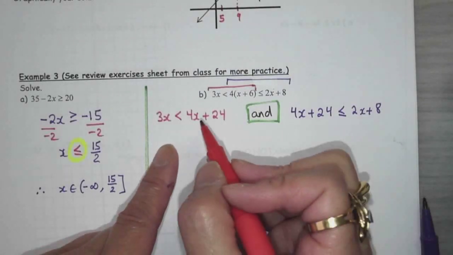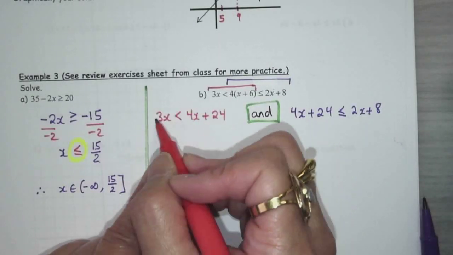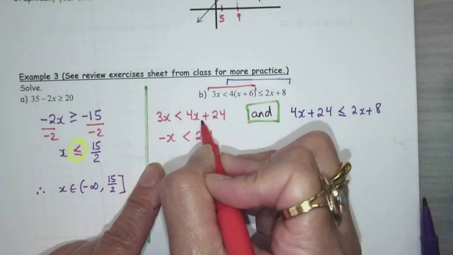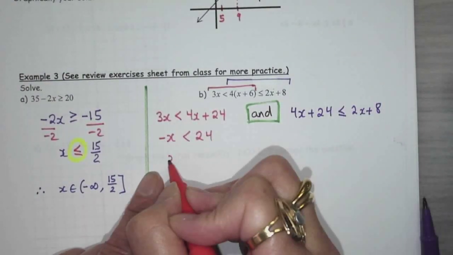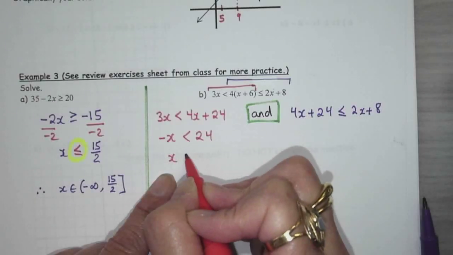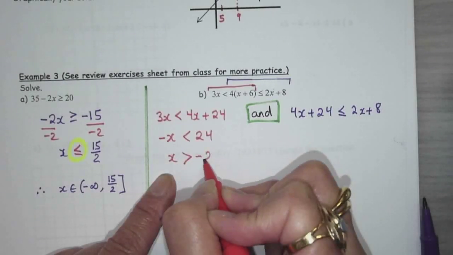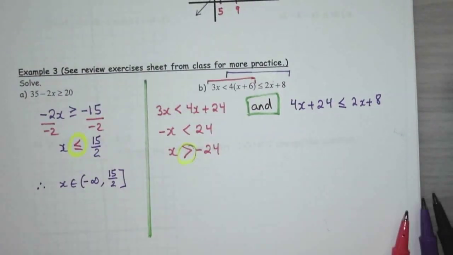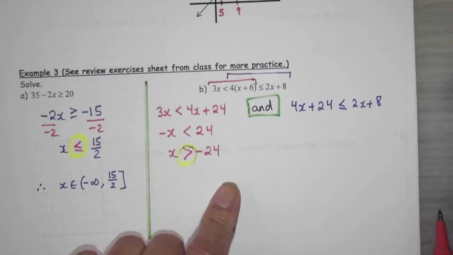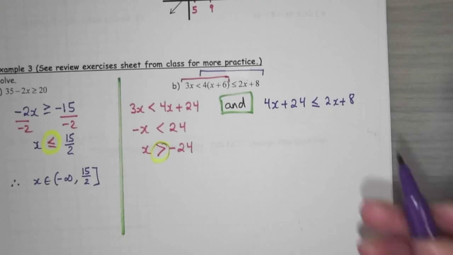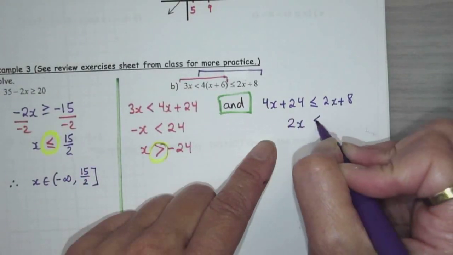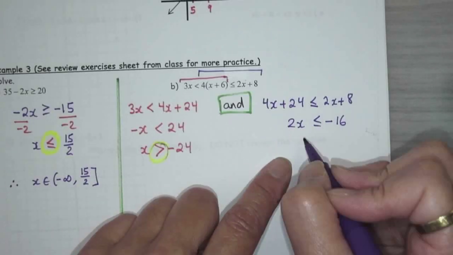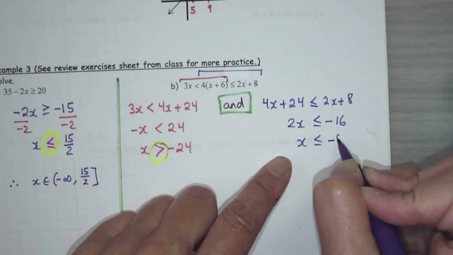Okay, and go ahead and solve. So you can solve it by bringing it over to this side, making it negative x, or you can bring the 3x over in the 24. You'll get the same answer. Make sure that if you do this, it's less than, so it becomes negative 24. Okay, so watch that sign. And then here, 2x is less than or equal. That would be negative 16. Divide both sides by 2, and it's negative 8.